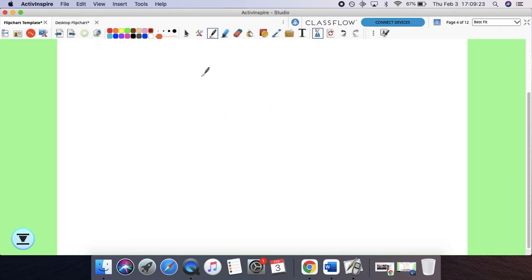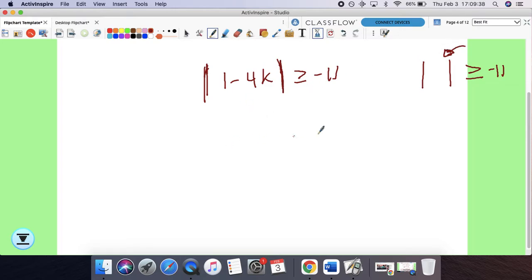So let's do 16. Absolute value of 1 minus 4k greater or equal to negative 11. Okay, so you guys, ooh. All right, let's think about this. Before I set up my problem here, start solving it, when is the absolute value of anything greater than negative 11? Always. Take the absolute value of anything, it will always be greater than negative numbers. So the solution, we don't even have to solve this, is all real numbers.